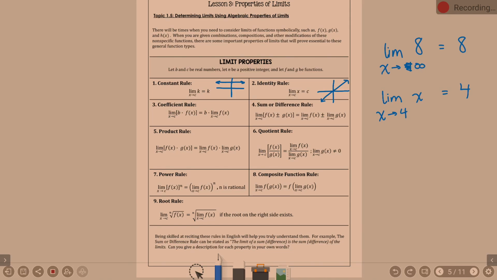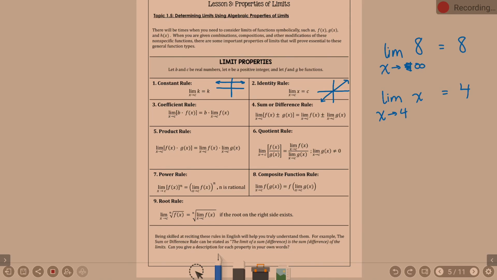Coefficient rule, and we'll demonstrate these. The limit as x approaches c of b times f of x. This is just saying if you have a coefficient, a number that you can essentially factor out or pull out, you can put that number out front and then just worry about the limit of the function. Again, I'll point it out. I'll show you some examples.